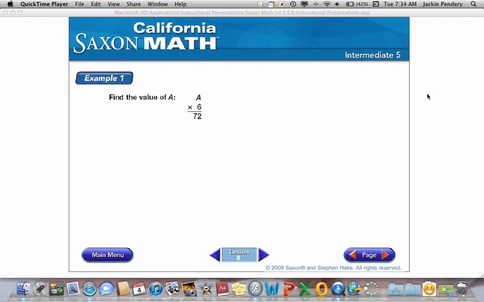Hi everybody, today we're going to be talking about Lesson 6, finding missing numbers in multiplication and division problems. We can look at finding the missing number in multiplication and division just like we did with addition and subtraction, by looking at our fact families. Fact families with multiplication and division work exactly the same way.